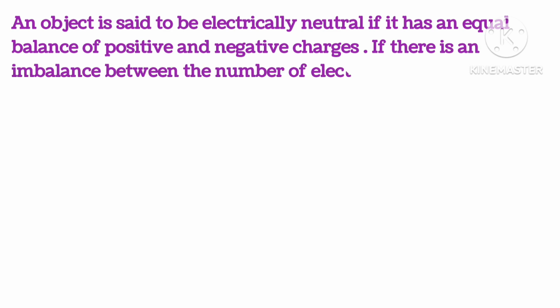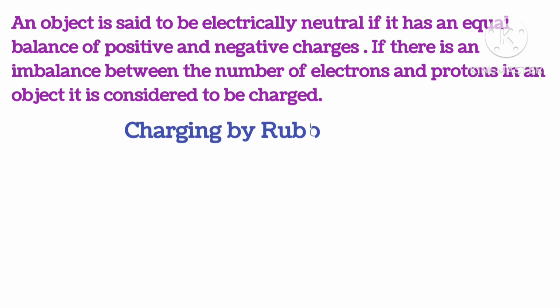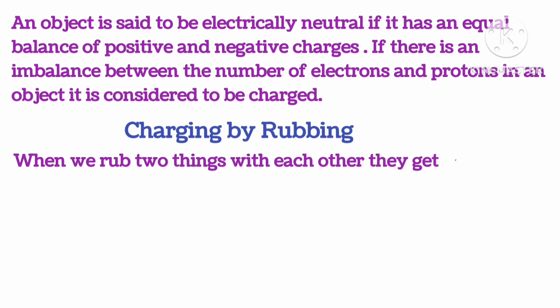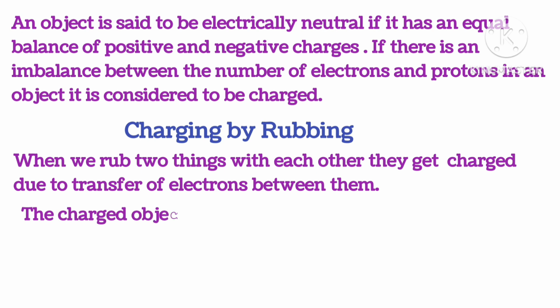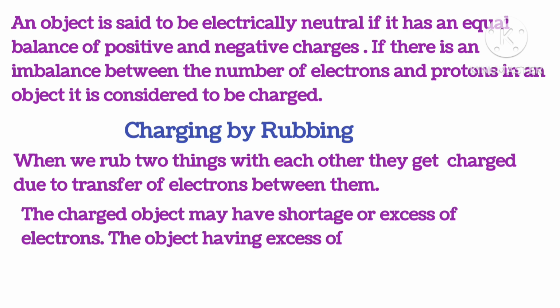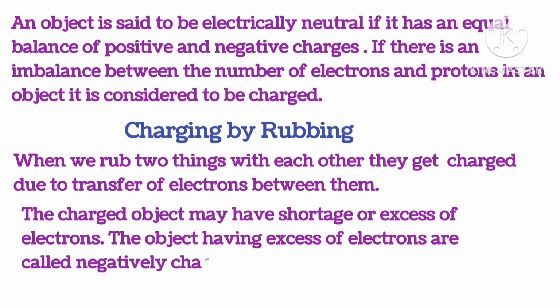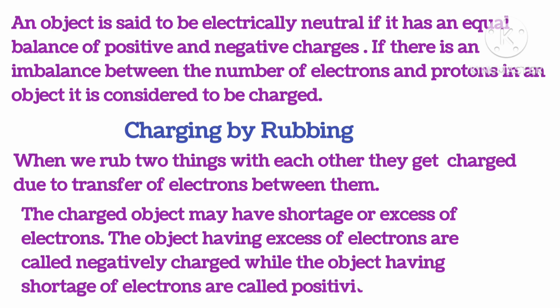If there is an imbalance between the number of electrons and protons in an object, it is considered to be charged. Charging by rubbing. When we rub two things with each other, they get charged due to transfer of electrons between them. The charged object may have shortage or excess of electrons. The objects having excess of electrons are called negatively charged, while the objects having shortage of electrons are called positively charged.